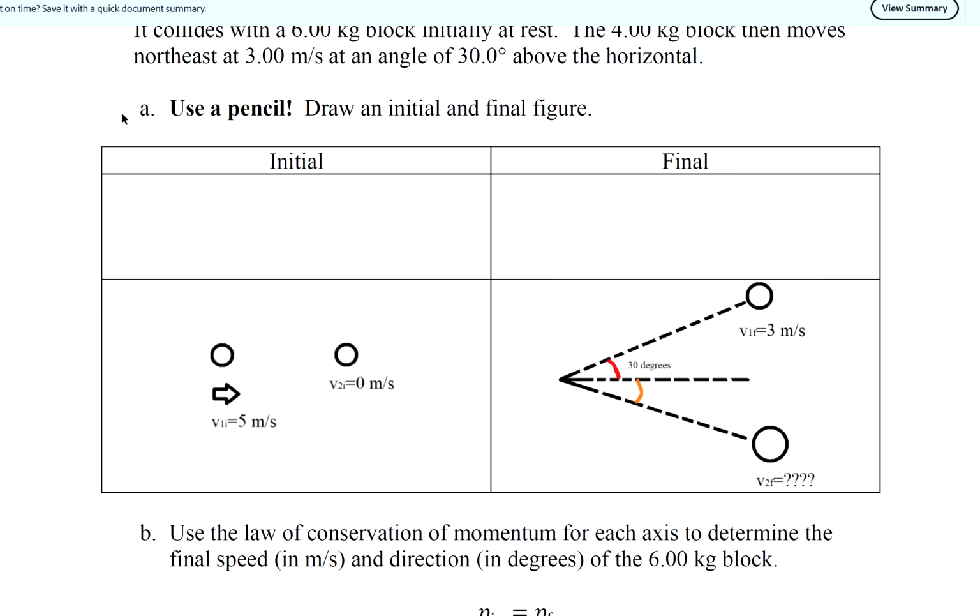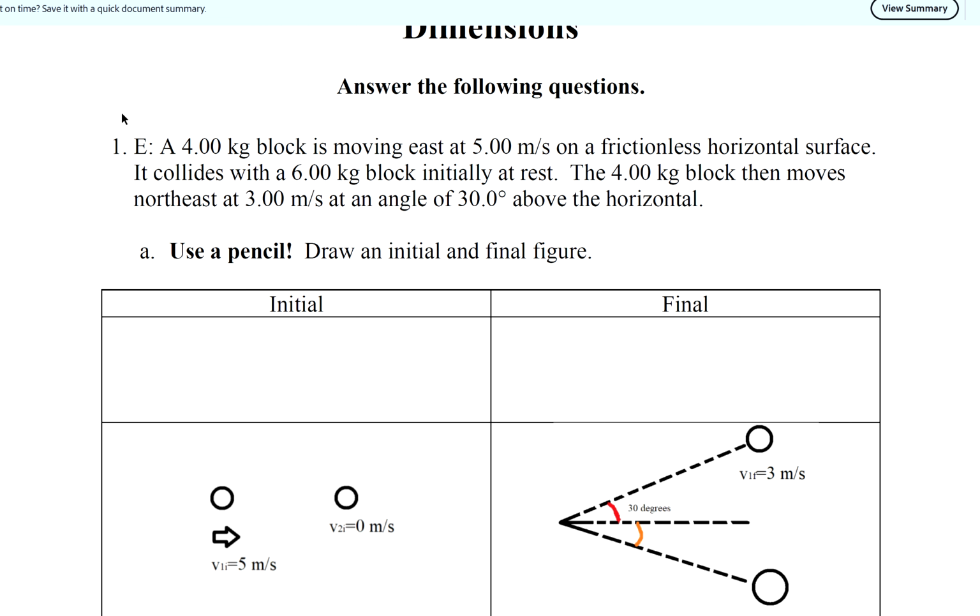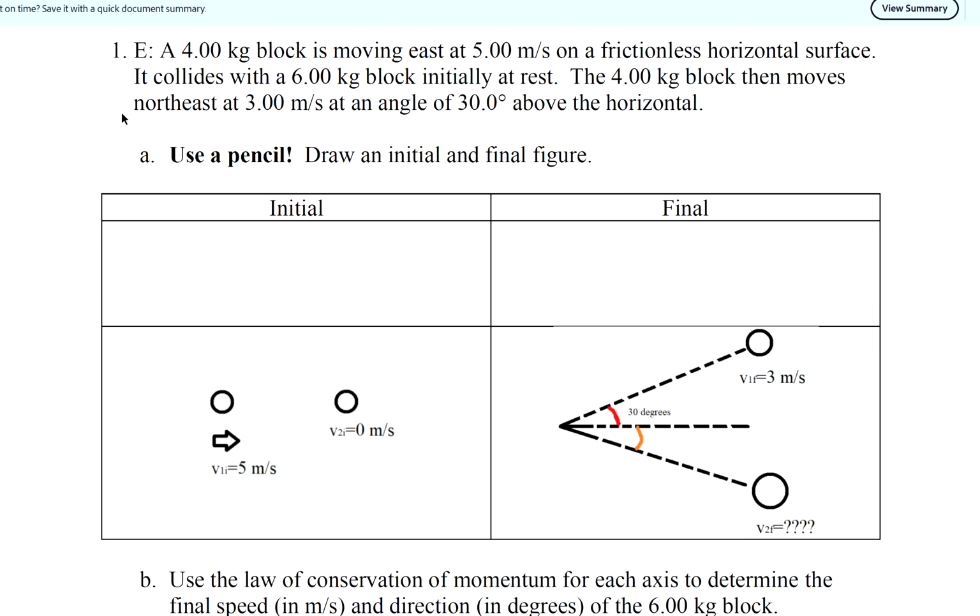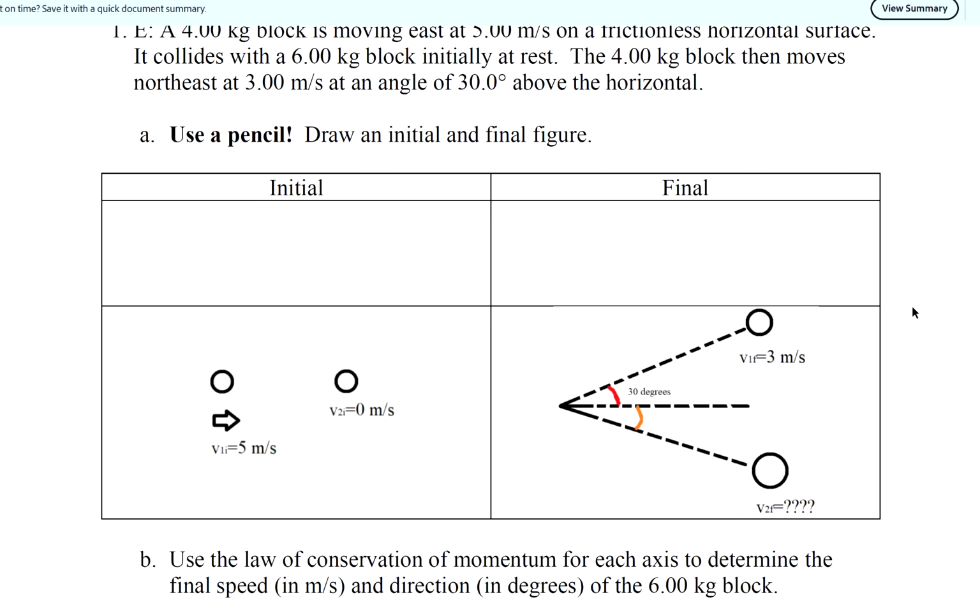So initially, object 1 is moving to the right at 5 meters per second, object 2 is at rest. Finally, we have something that looks like this. Now the law of conservation of momentum says that the total momentum horizontally initially equals the total momentum horizontally at the end. So if the total momentum in the beginning is to the right, then the total momentum at the end is going to be to the right, meaning we add up the momentum of both masses.